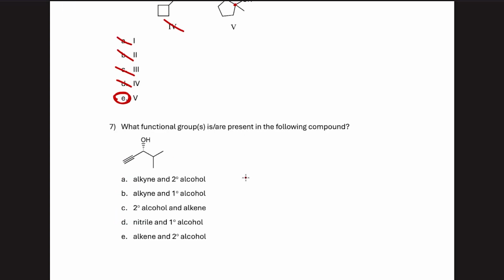Question 7 is asking what functional groups are present in the following compounds? Well, I do see this triple bond between carbons, and so I know that we have an alkyne. I also see this hydroxyl, so I know that I have an alcohol. We do have to classify it. And so this carbon that bears the alcohol is connected to 2 other carbons, and so I know that it's secondary. And so my answer choice is A, alkyne and a secondary alcohol.